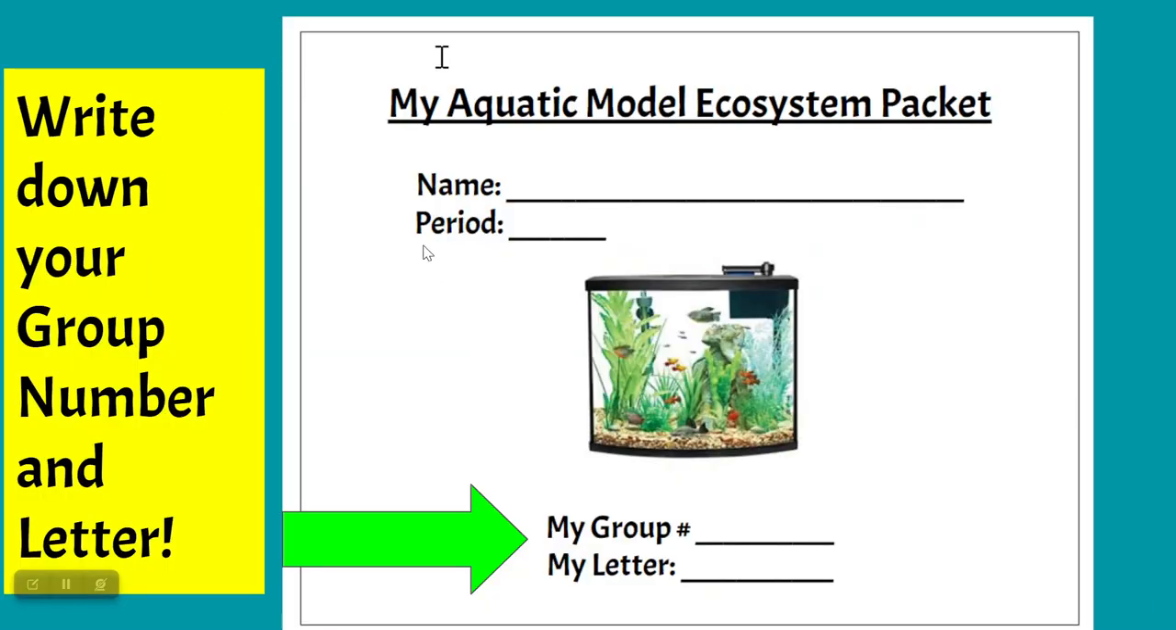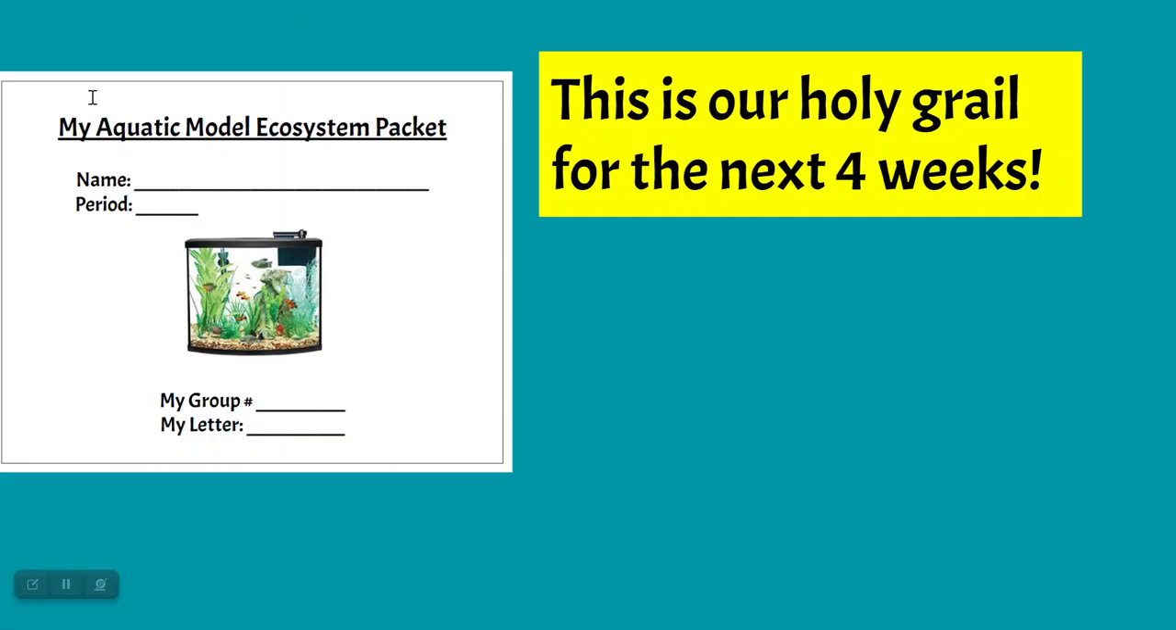Okay. So again, first name, last name. That should be on your ecosystem packet, and then your class period. Now you know your group number is your table number, and you want to put your letter so that each person at your table group has a different letter. Okay, it's our holy grail for the next 4 weeks. Don't lose it. I have printed enough copies for every single person to have one. If you need more, you will need to figure out how to get that printed out on your own, because we don't have extra copies.